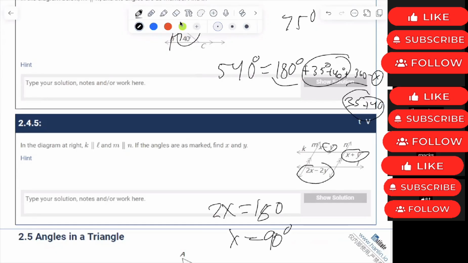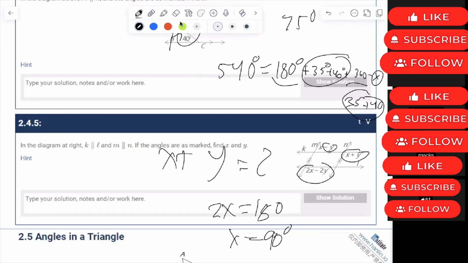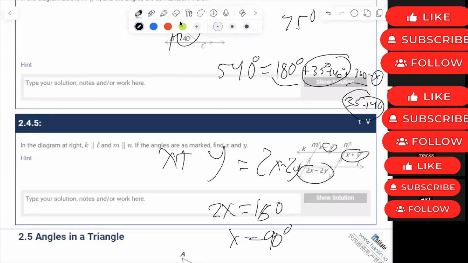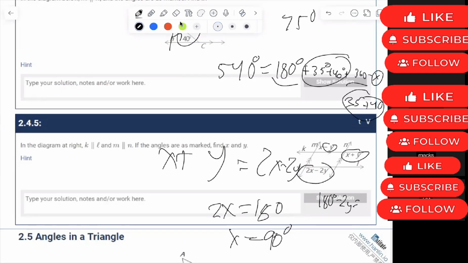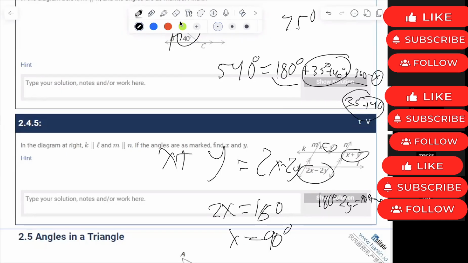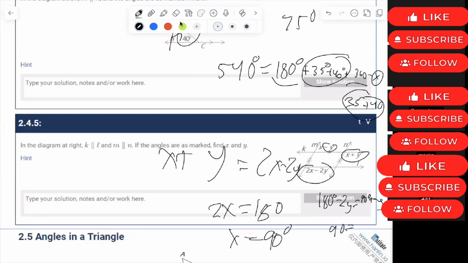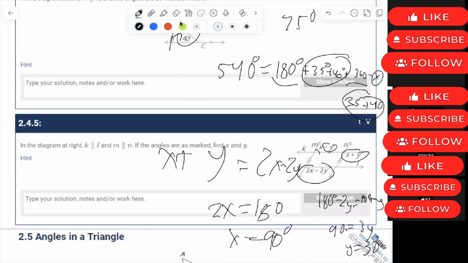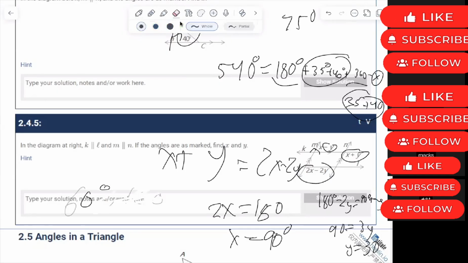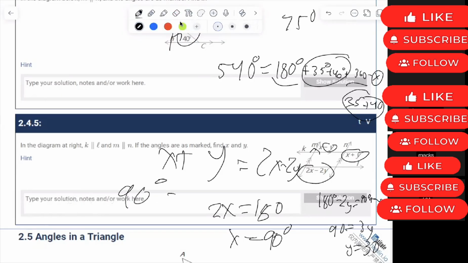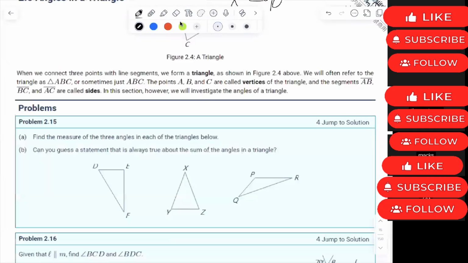Now, we're also given x plus y is also equal to 2x minus 2y. And we're already given x is 90 degrees. So it's 180 degrees minus 2y is equal to 90 degrees plus y. Or 90 degrees is equal to 3y. Or y is equal to 30. This is really guessable. This looks like 60 degrees and this looks like 120 degrees. I meant 90 degrees and 30 degrees. Well, their corresponding angles are 60 degrees and 120 degrees.